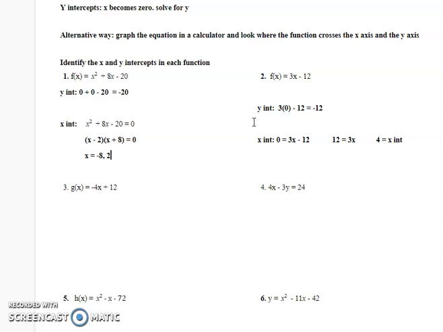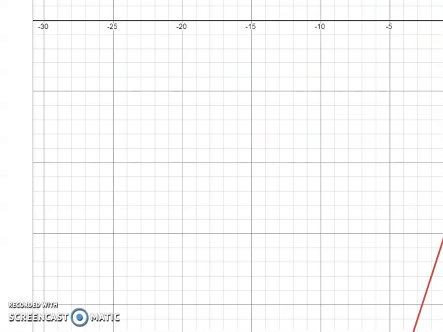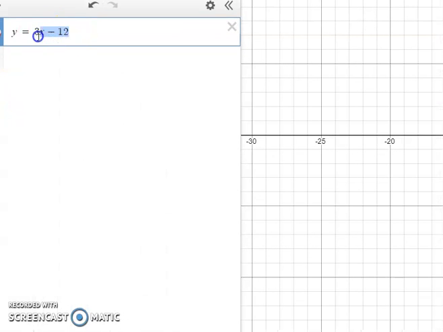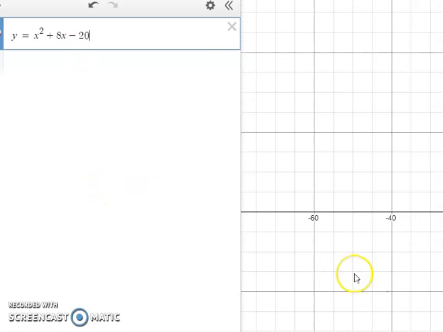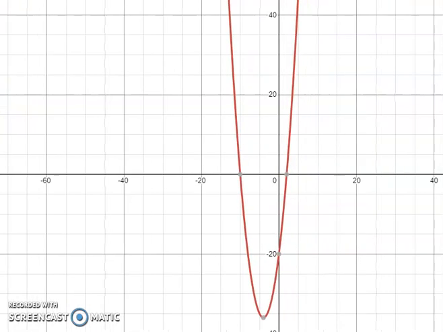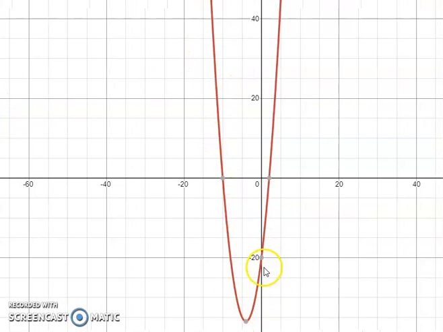So let's graph it, and we can also identify and get the same thing. It's x squared plus 8x minus 20, so let's go back up to Desmos. I type x squared plus 8x minus 20. When you graph quadratic equations, they make this shape. This is called a parabola. It's like an arc. And if you notice, the y-intercept for this is right here. It is negative 20. We just identified that.